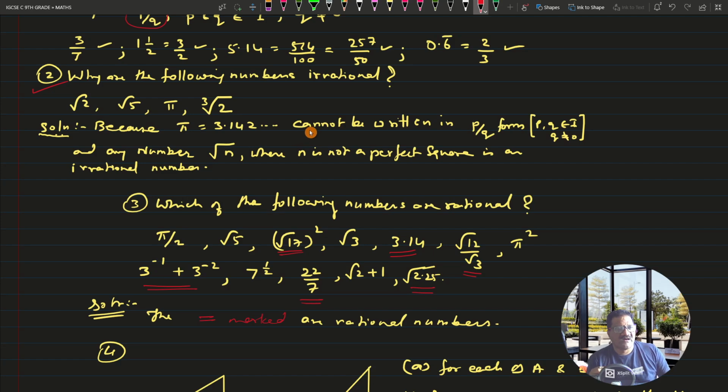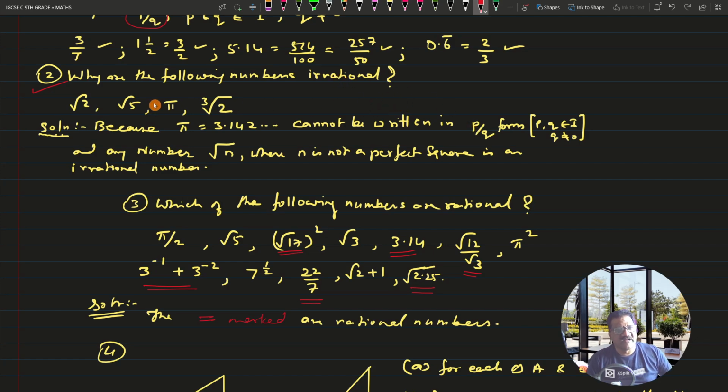Now, this pi cannot be written in the form p upon q, where p and q are integers and q not equal to 0. So this value of pi, which is 3.142 dot dot dot, can never be written in the form p upon q, where p and q are integers and q not equal to 0. You will not be able to bring it in this form. Now this form is a rational number. So you cannot bring it in this form. Therefore, this number pi is not a rational number. And if it is not a rational number, it has to be an irrational number.